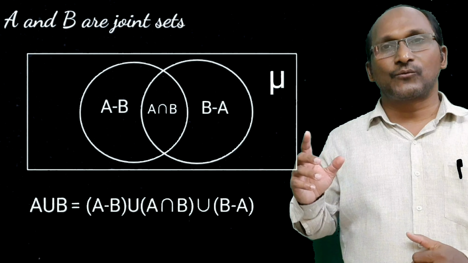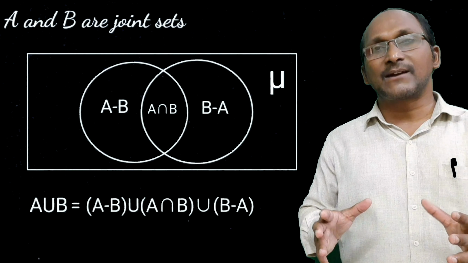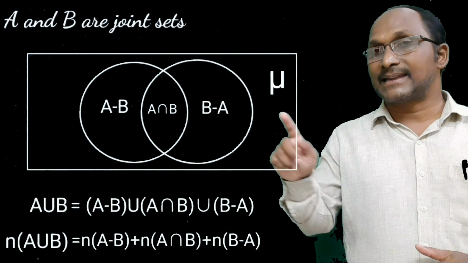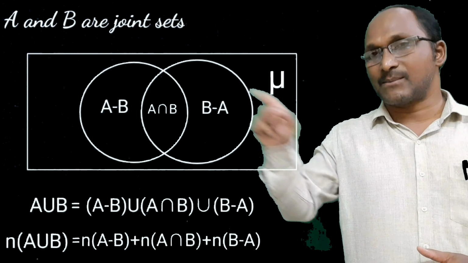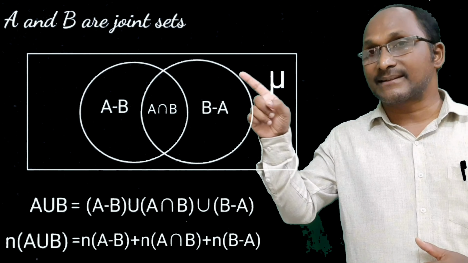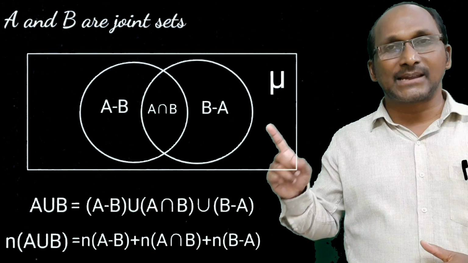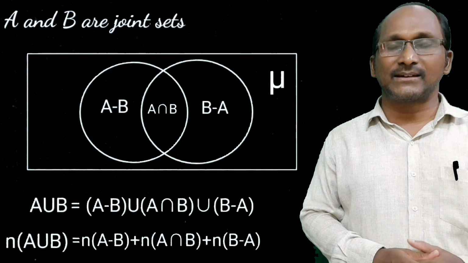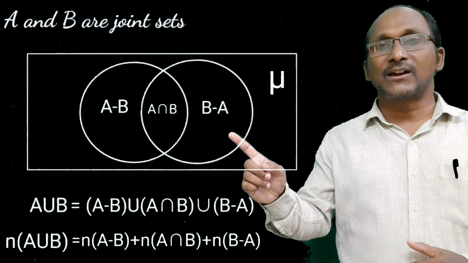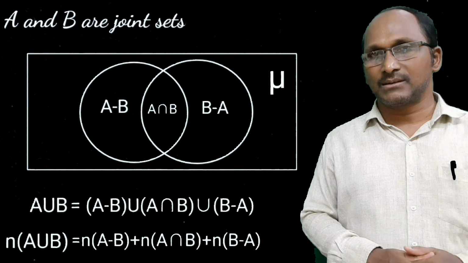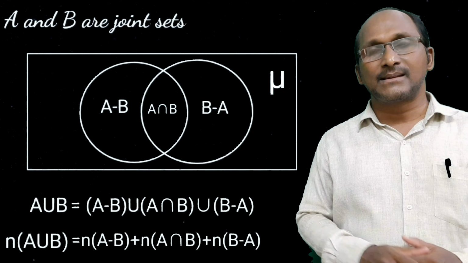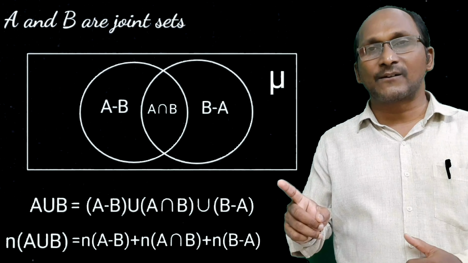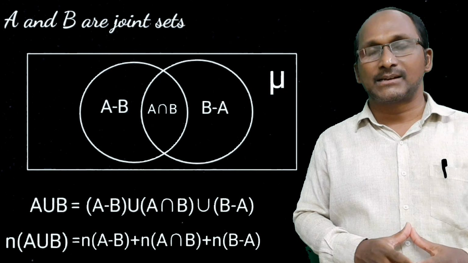Now in this case, to find the total number of elements in A union B, we have to add the number of elements in A minus B, the number of elements in A intersection B, and the number of elements in B minus A. So from this we can write it as n(A union B) is equal to n(A minus B) plus n(A intersection B) plus n(B minus A).